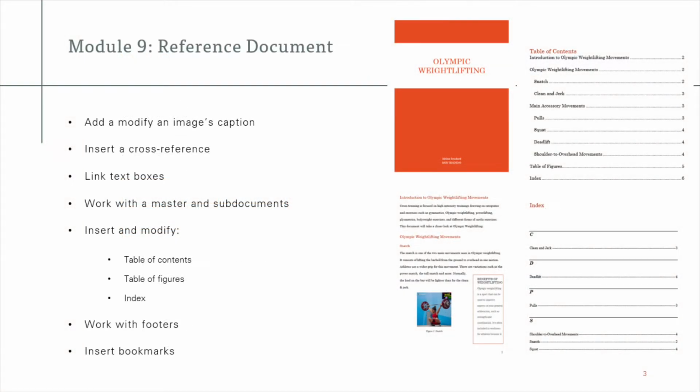In addition, I learned how to do a reference document in Module 9. A reference document is a multi-page document in which different figures, images, and paragraphs can be easily located by its users. The main things I learned to do using Word in this chapter include inserting cross-references, linking text boxes so that their text continues in the next page's text box, working with a master document and a subdocument, and inserting and modifying an index and a table of figures.